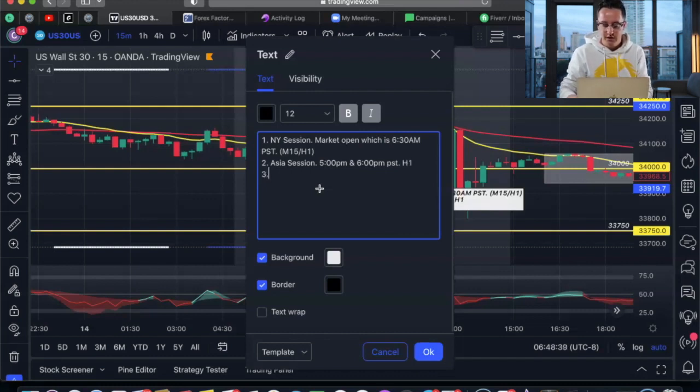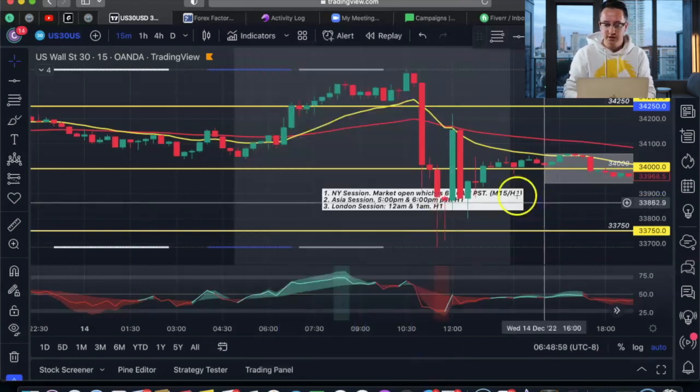Third one is going to be the London session. Okay? And the time is going to be 12 a.m. And the other time is going to be 1 a.m. And we're using the hour 1 time frame for this as well.